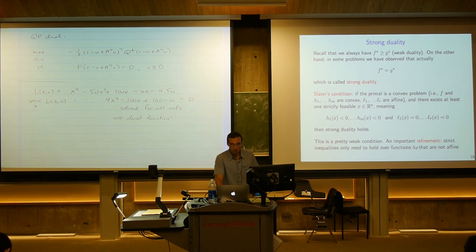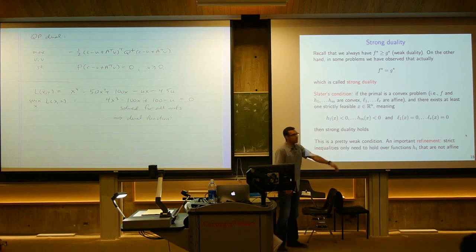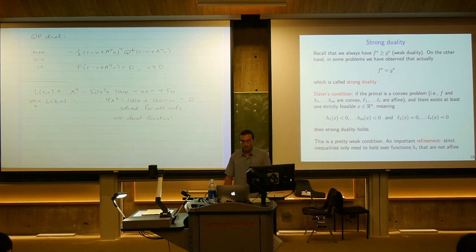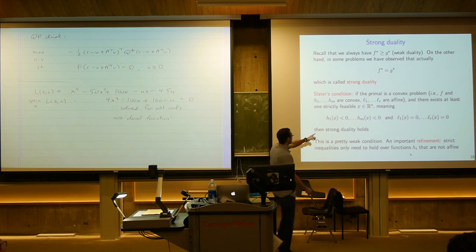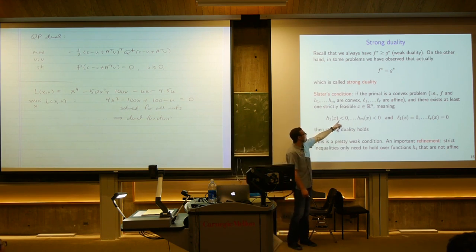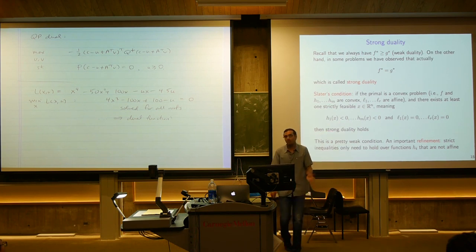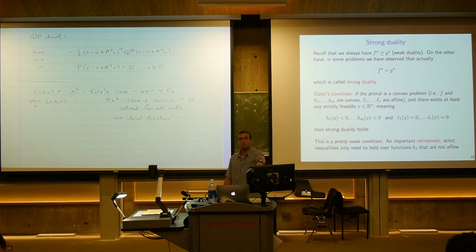A very important refinement of Slater's condition, which we'll also just call Slater's condition, we won't distinguish between the two, is that you only need strict inequalities over functions that aren't affine. So if some of these were affine, I only need to find a point x that makes all the non-affine inequalities strict. I could still have the affine ones be less than or equal to 0 at such an x that I'm using to certify Slater's condition, and that would be completely sufficient.